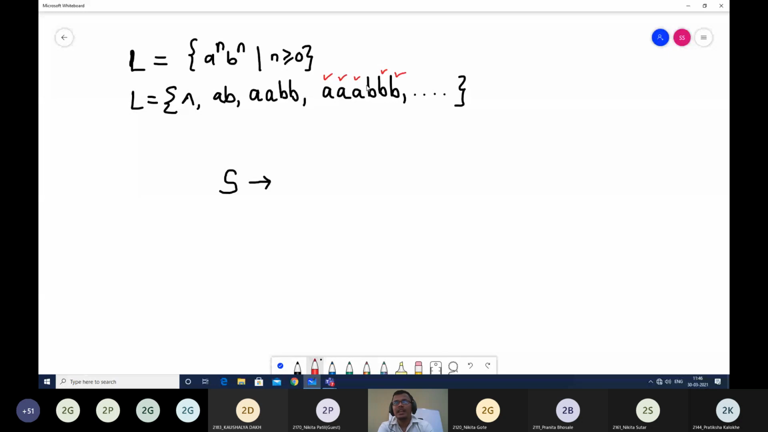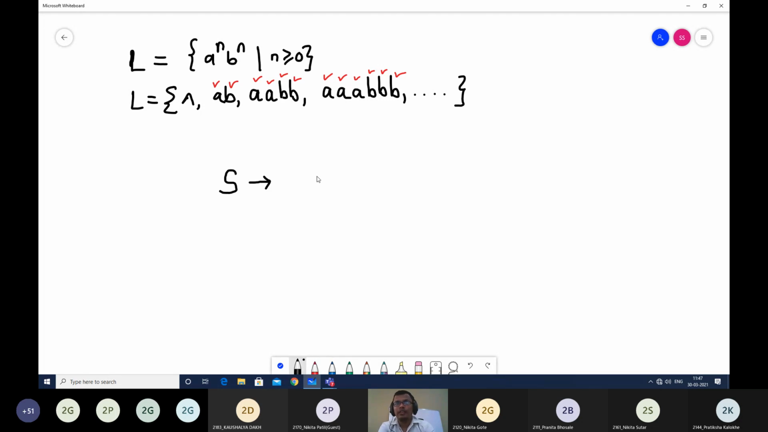If I have this A, I have a corresponding B for it over here. The same applies to this string also. For this A, there is a corresponding B over here. Similarly, for this string also, for this A, there is a corresponding B over here. Are you getting this, my dear students?